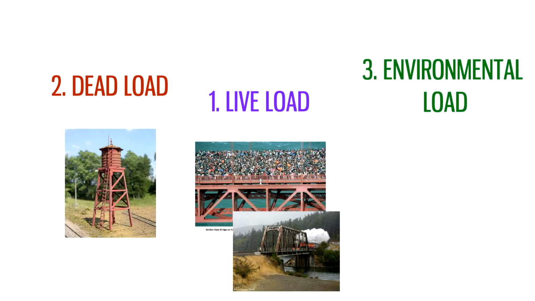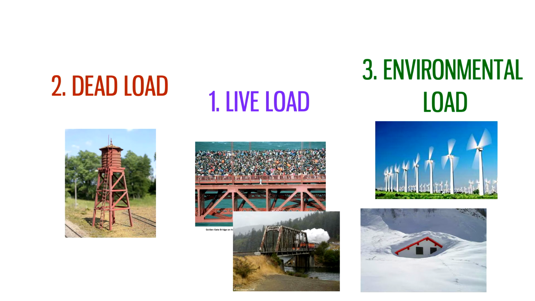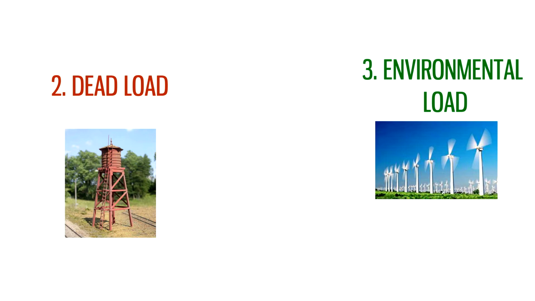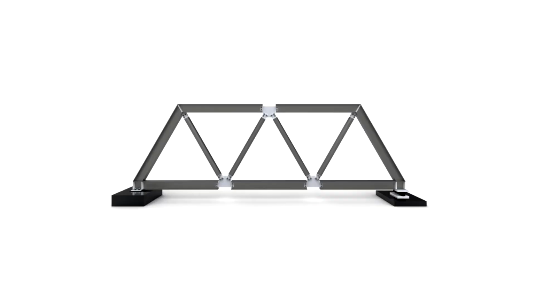So now I'm going to explain how different loads act on the truss. There are three different categories of load: live load, dead load, and environmental load. Now, I'm going to talk about the water tank and wind load, which are dead load and environmental load categories. For the wind load, the load can come from the left, right, and even above. But I'm going to explain when the load is applied at the left side.